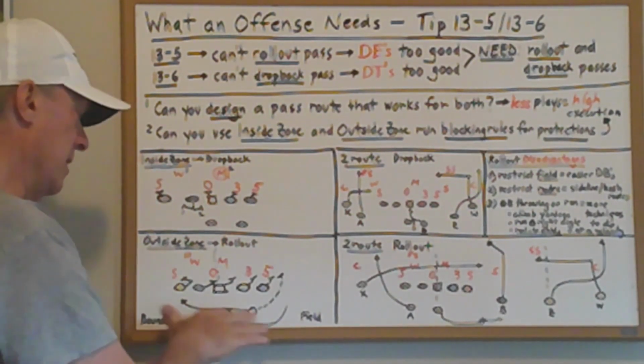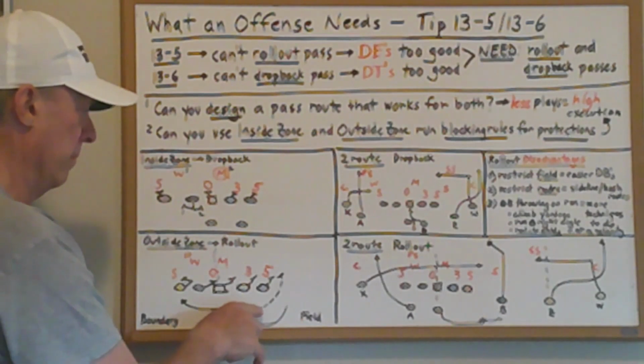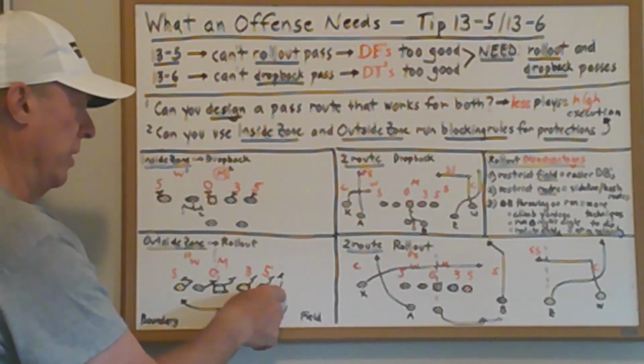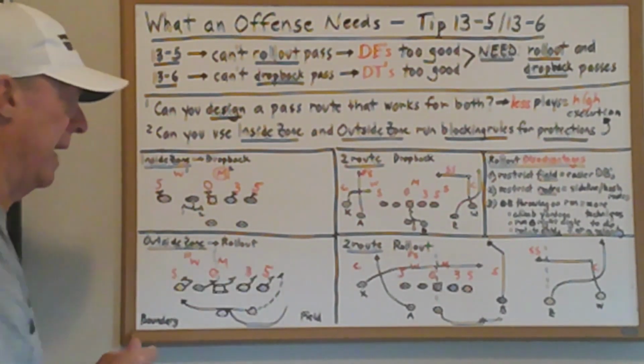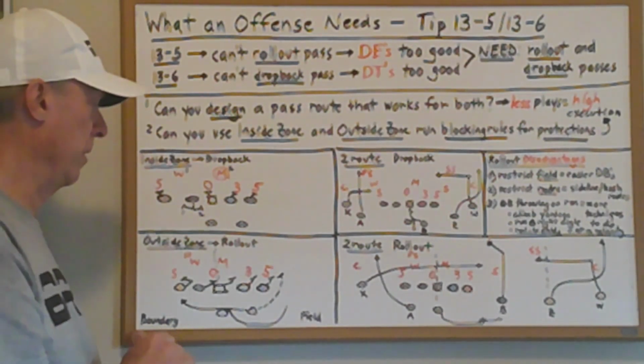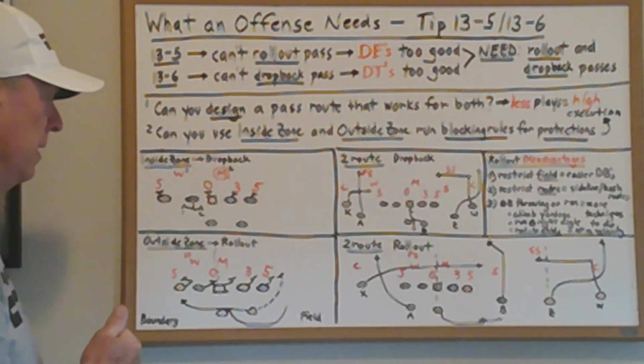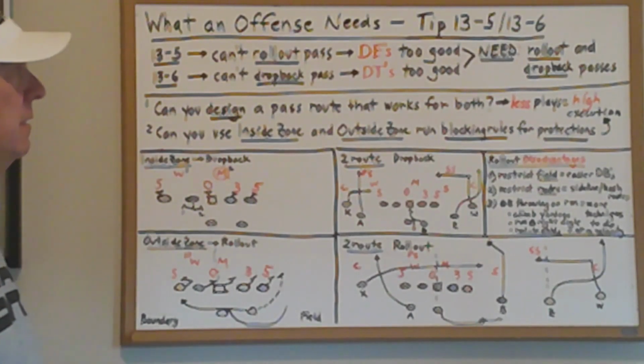However, if that's not effective in slowing down the front, then we can take the running back, as you see in this dotted line, and we can go help seal the edge with the 5 technique, particularly if he's pretty good. Okay? So we have a couple options with the running back. All right?